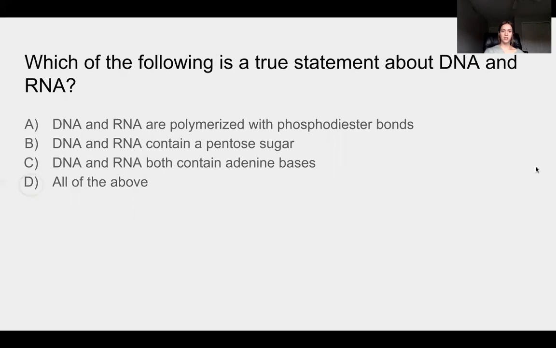All right, so I'll show us the answer here. So the answer is D. DNA and RNA are both polymerized with phosphodiester bonds. They both contain a pentose sugar, and that's our ribose, and they both contain adenine bases. So the only one that differs between DNA and RNA is thymine in DNA or uracil in RNA. So even if you were positive about 2 of these, it would be pretty safe to pick D here. So you really only need to know 2. Questions like these I don't think are super common on the MCAT, but they're definitely mixed in there once in a while.